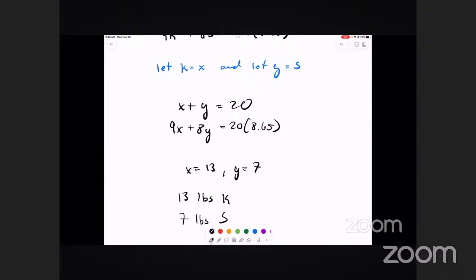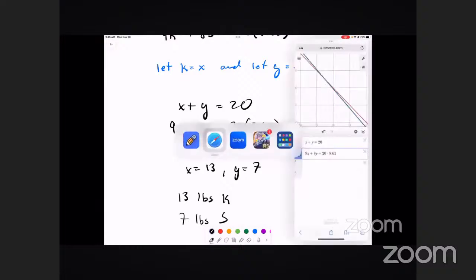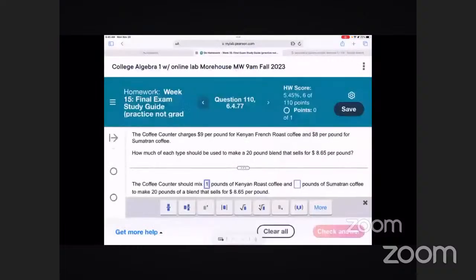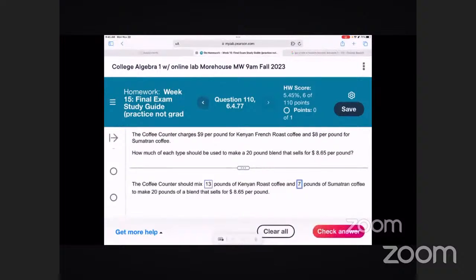Right here. 13 and 7. So 13 of the Kenyan, a good omen. 13, 7. Come on. Get rid of this. 7. Okay, let's check. And God is good. Right? Come on now. It don't get much better than that. Like, I know if it were me, I would take advantage of every opportunity that I can.